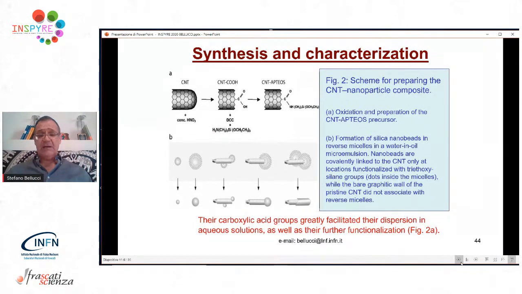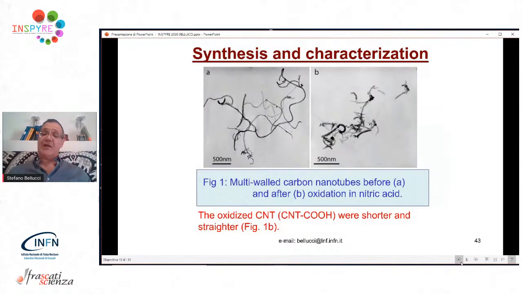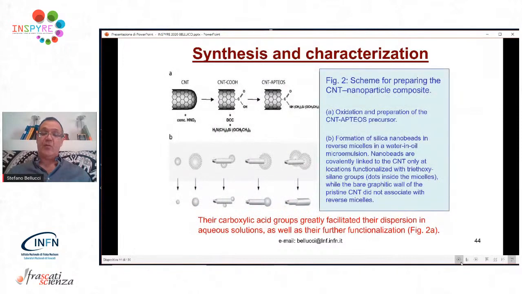silica, as it is normally called, by taking advantage of the defects that we created in the nanomaterial by the oxidation. The oxidation will put a lot of carbon COH groups, carboxylic groups, on the surface of the multi-wall nanotube, and we will use these groups as a docking, as an attachment for new very complex molecules.